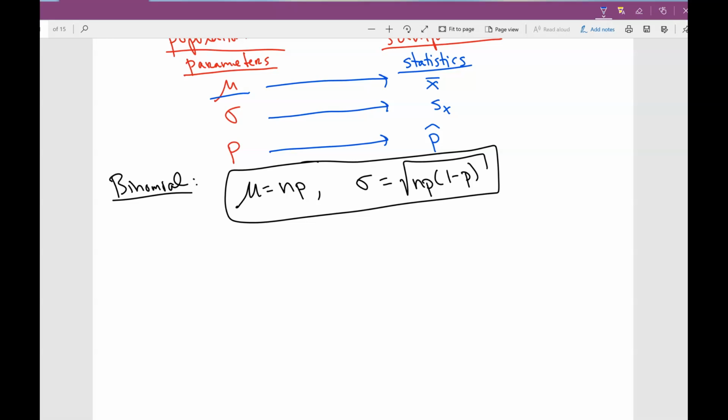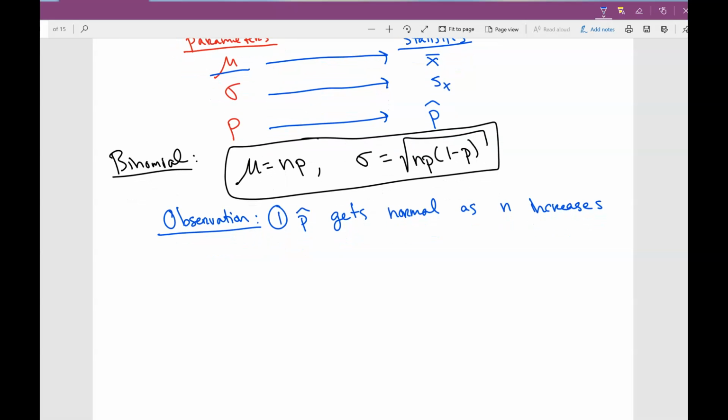So here are basically our observations. What do we see? Our observations are the following. One, p hat gets normal as n increases. If I increase the number of coins, it starts becoming more and more normal.